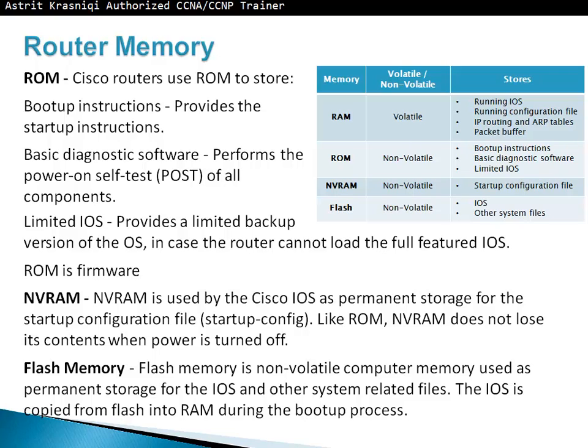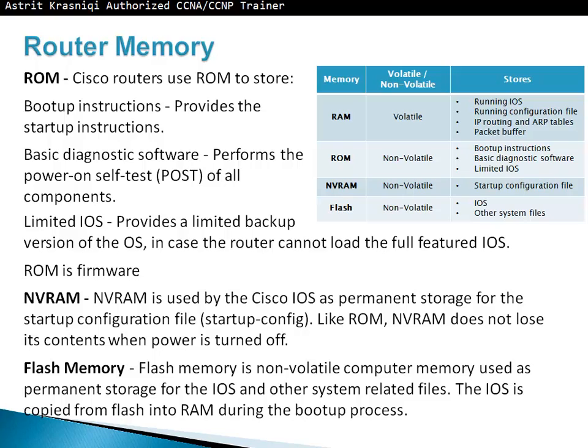Then we have two special types of memory on the routers. We have NVRAM, which is again non-volatile, and NVRAM is used by the Cisco IOS as permanent storage for the startup configuration file. Like ROM, NVRAM does not lose its content when the power is turned off.